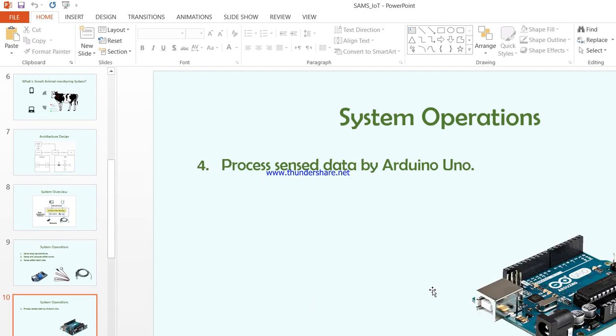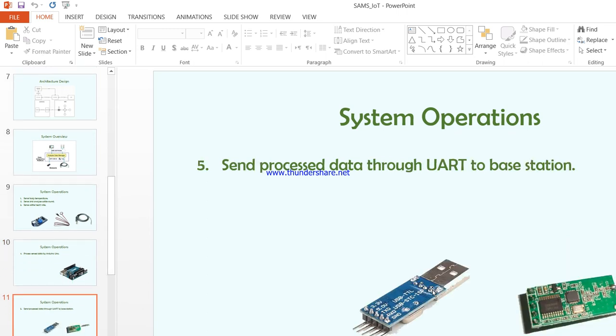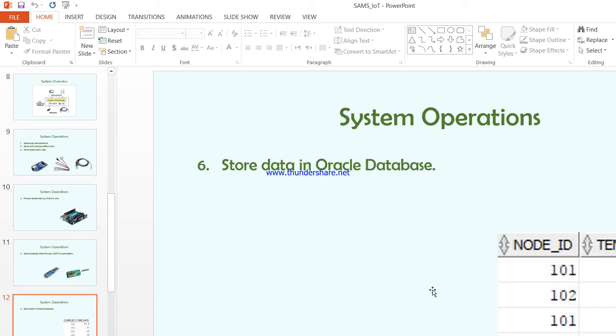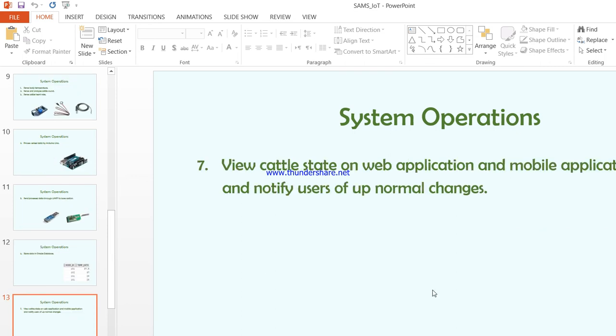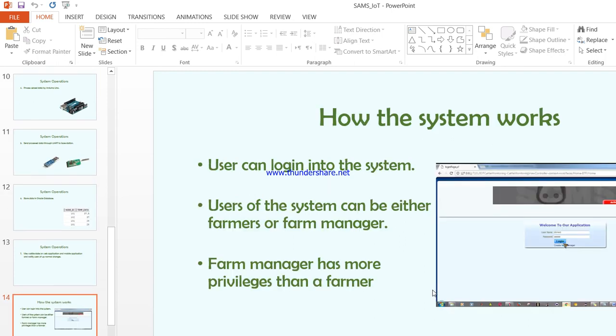Fourth, our microcontroller is Arduino Uno, whose main process is to process the data sensed by the sensors. The UART sends the processed data to the base station. Then we store the data in the Oracle database. Seventh, view cattle state on the web application and mobile application, and also notify users of abnormal changes so they can act very fast. How the system works.